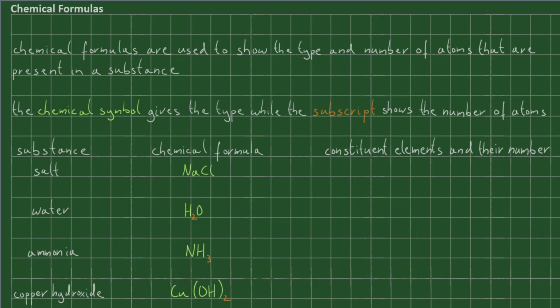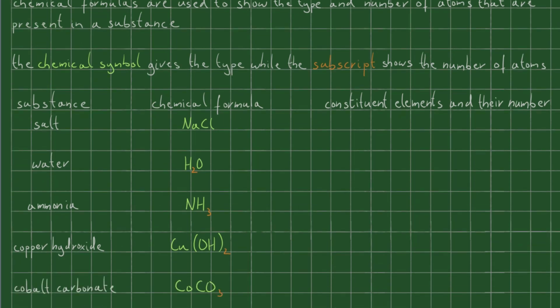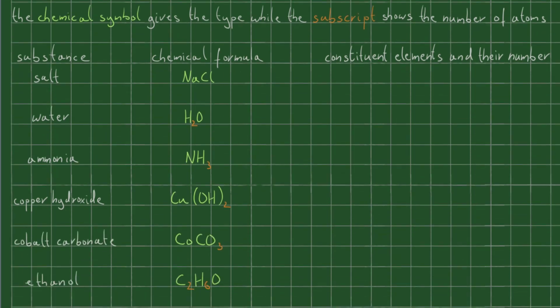And here they are in a table, and I'm going to scroll down a little bit to make sure that I include all of them. In the left column, we have the names of the substances. In the middle column, I have the chemical formulas. And in the right-hand column, I'm going to analyze the formulas. I'm going to list the elements and their numbers. Okay, so let's start with salt.